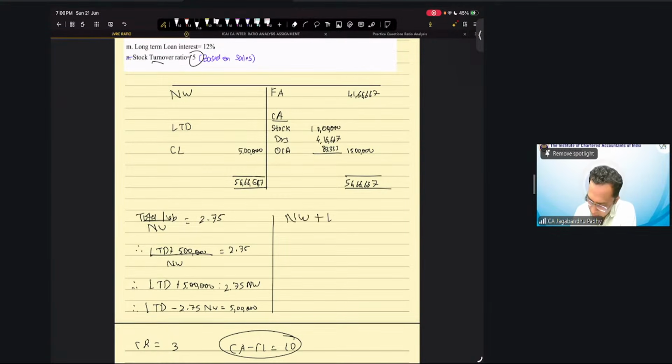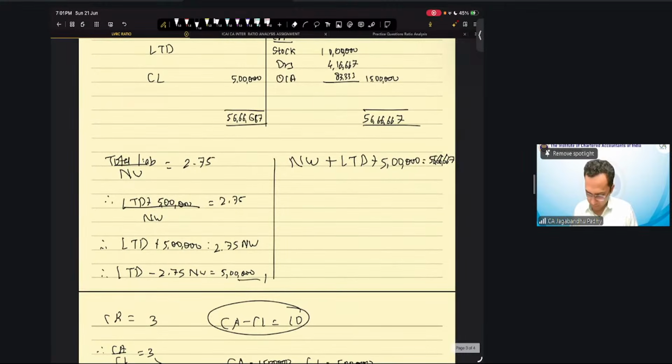So net worth plus long-term debt plus 5 lakh is equal to 56 lakh 66,667. So you just need to solve these two equations, this is your equation number 1, this is equation number 2. Solve them simultaneously and give me the value of long-term debt and net worth, everyone. So what's the value of long-term debt and net worth?